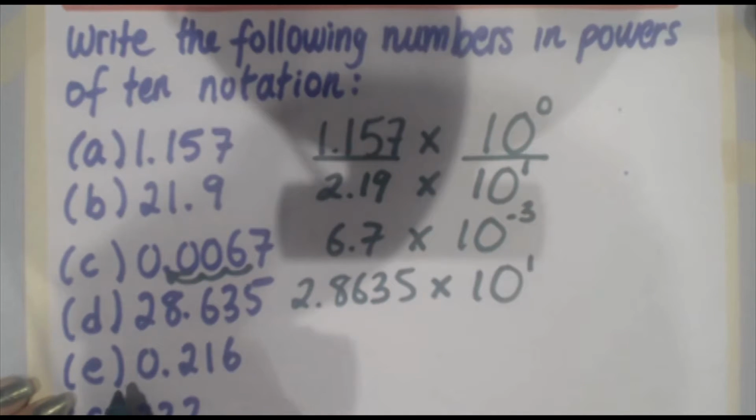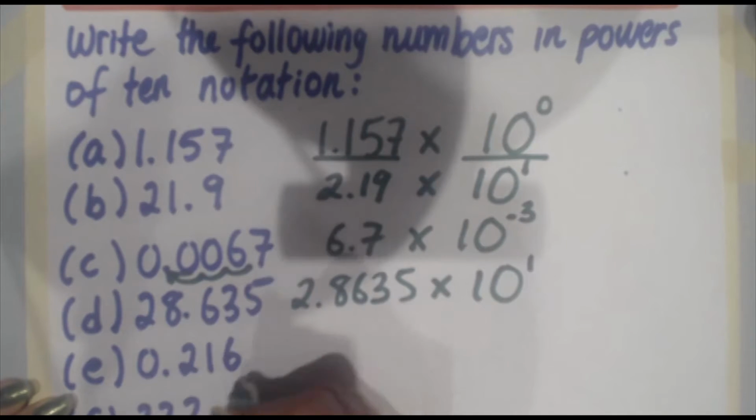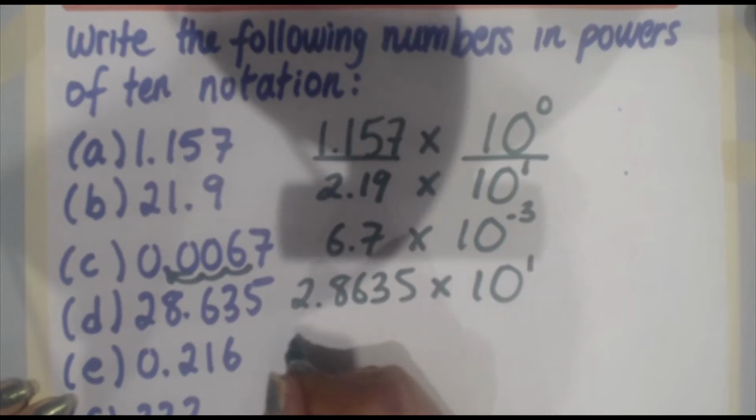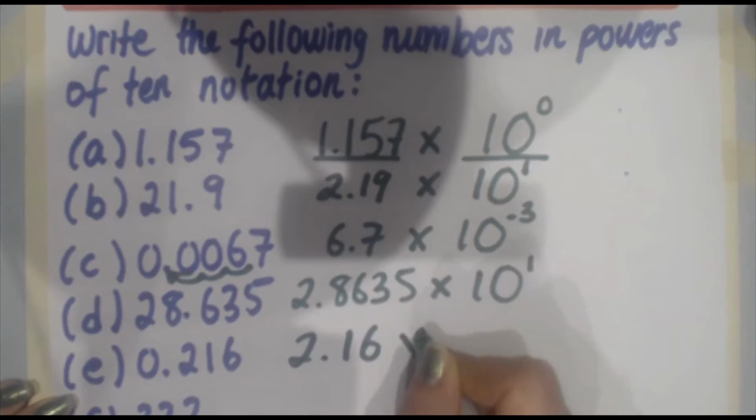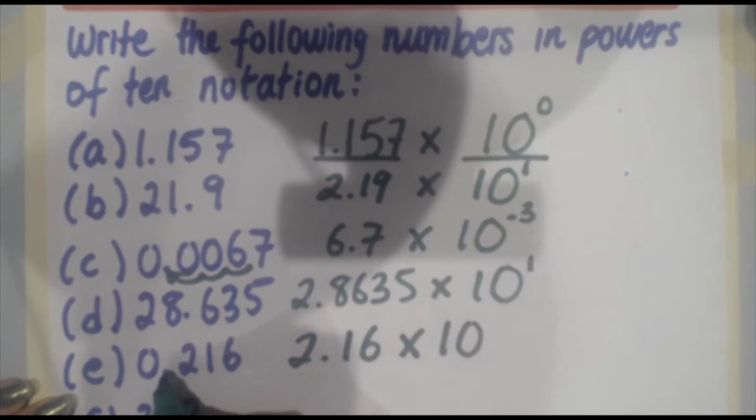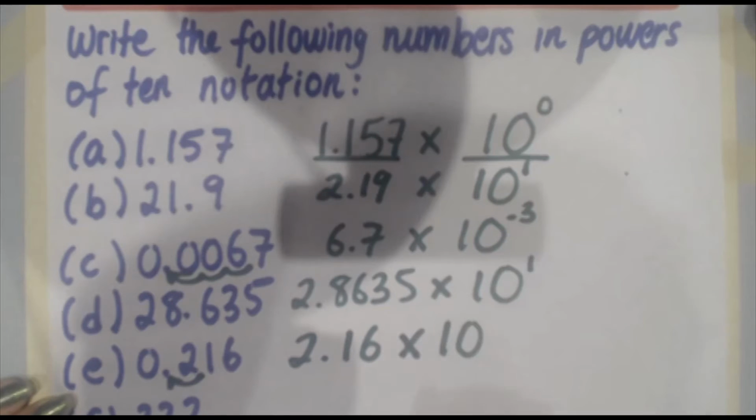Moving on, part E, 0.216. Expressing the coefficient as a number between 1 and 10, you're going to have 2.16 times 10. Here, if you had the decimal here, you would have to move it to the left one space. Therefore, the exponent is -1.